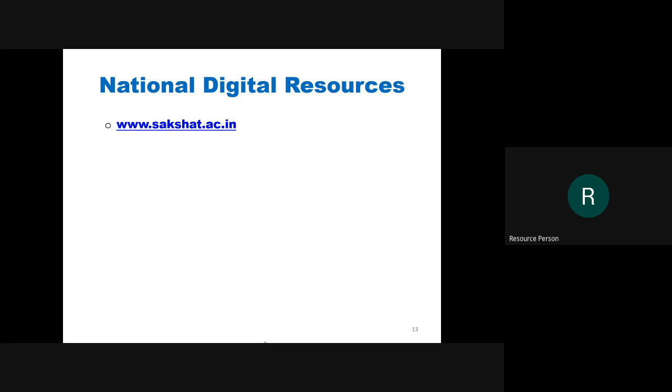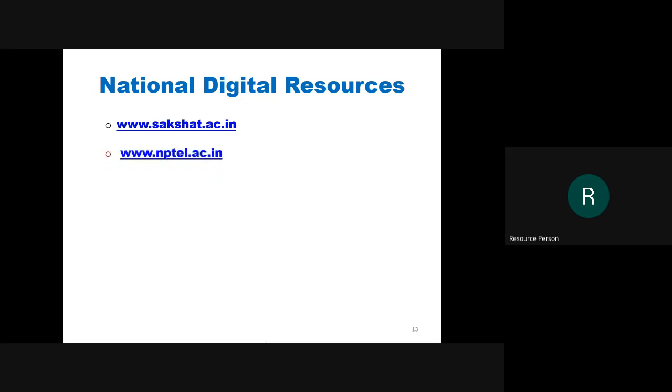This portal was inaugurated by the then President, Dr. Kalam, because education was very close to his heart. So he launched this portal in 2006. Since then, this portal has grown a lot. A lot of content has come. So I would request all the participants to have a look at the Sakshat portal, find appropriate resources, use them, and encourage your respective students to use these national digital resources that are available across the length and breadth of India.